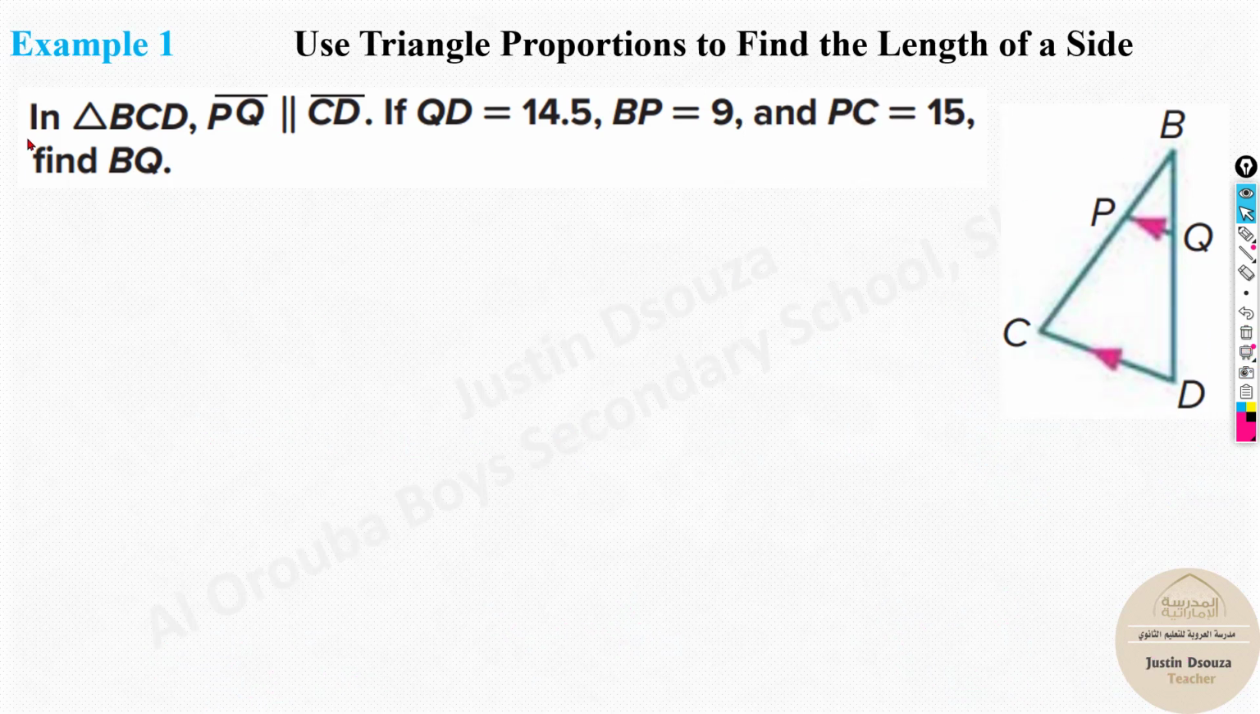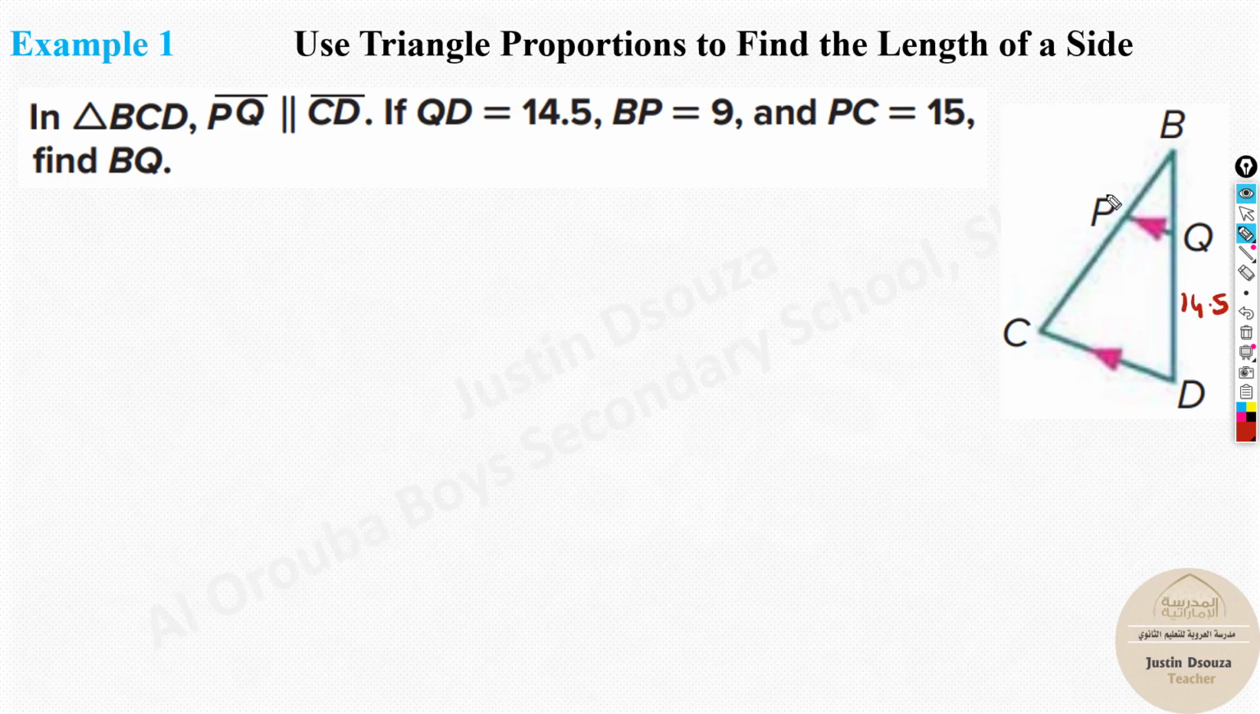In this triangle BCD, PQ and CD are parallel. If QD is 14.5, let me just write it out over here. As you see in these triangles, just write out the values. So QD is 14.5.